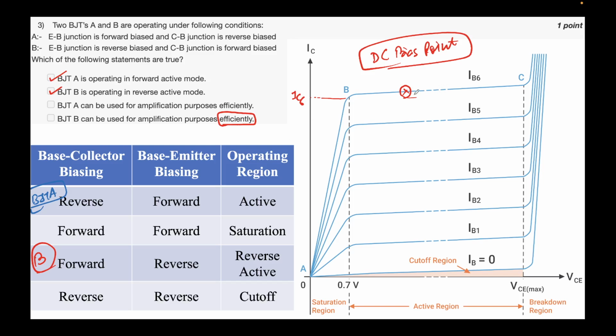But for now, as I've been saying, you need to be in the forward active region to serve the application of amplification. As we can see, BJT-A is biased in forward active, so yes, it can be used. BJT-B is in reverse active, so it cannot be used for amplification purposes efficiently.